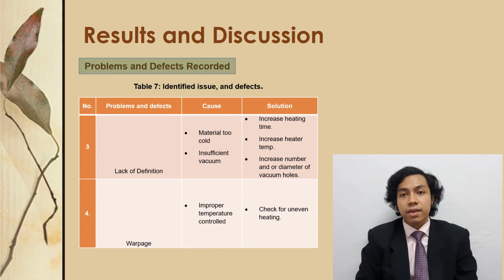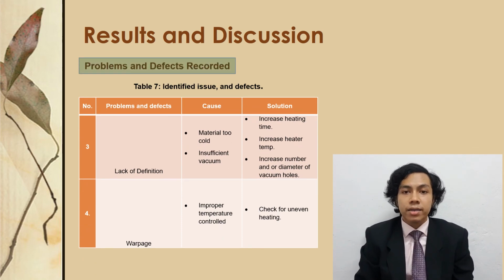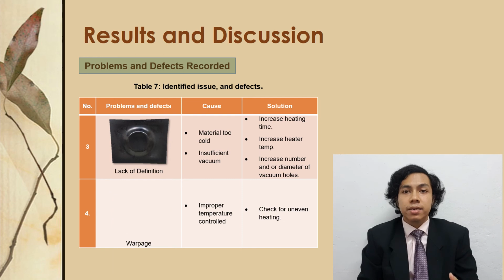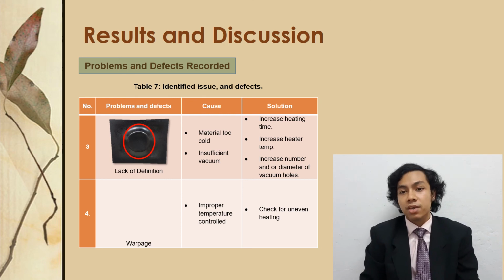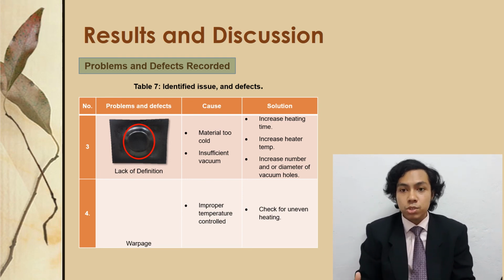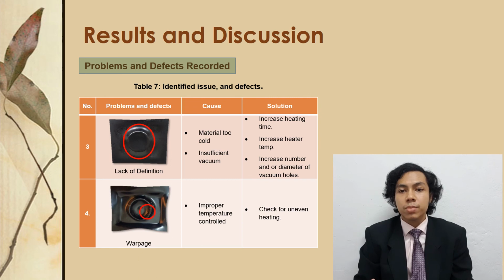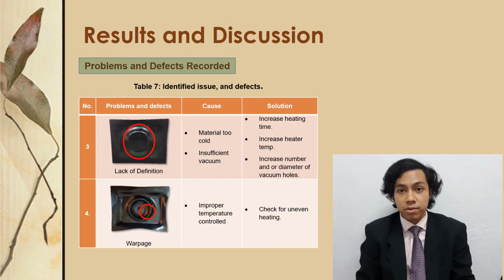The third defect that is visible and recorded is the lack of definition, meaning that the part is not fully shaped or fully formed because the material is too cold or there is insufficient vacuum. It can be prevented by increasing the heating time or increasing the heater temperature, and also increasing the number or diameter of the vacuum holes. And lastly is the warp edge, which is caused by improper temperature control. It can be prevented by checking for uneven heating conditions.